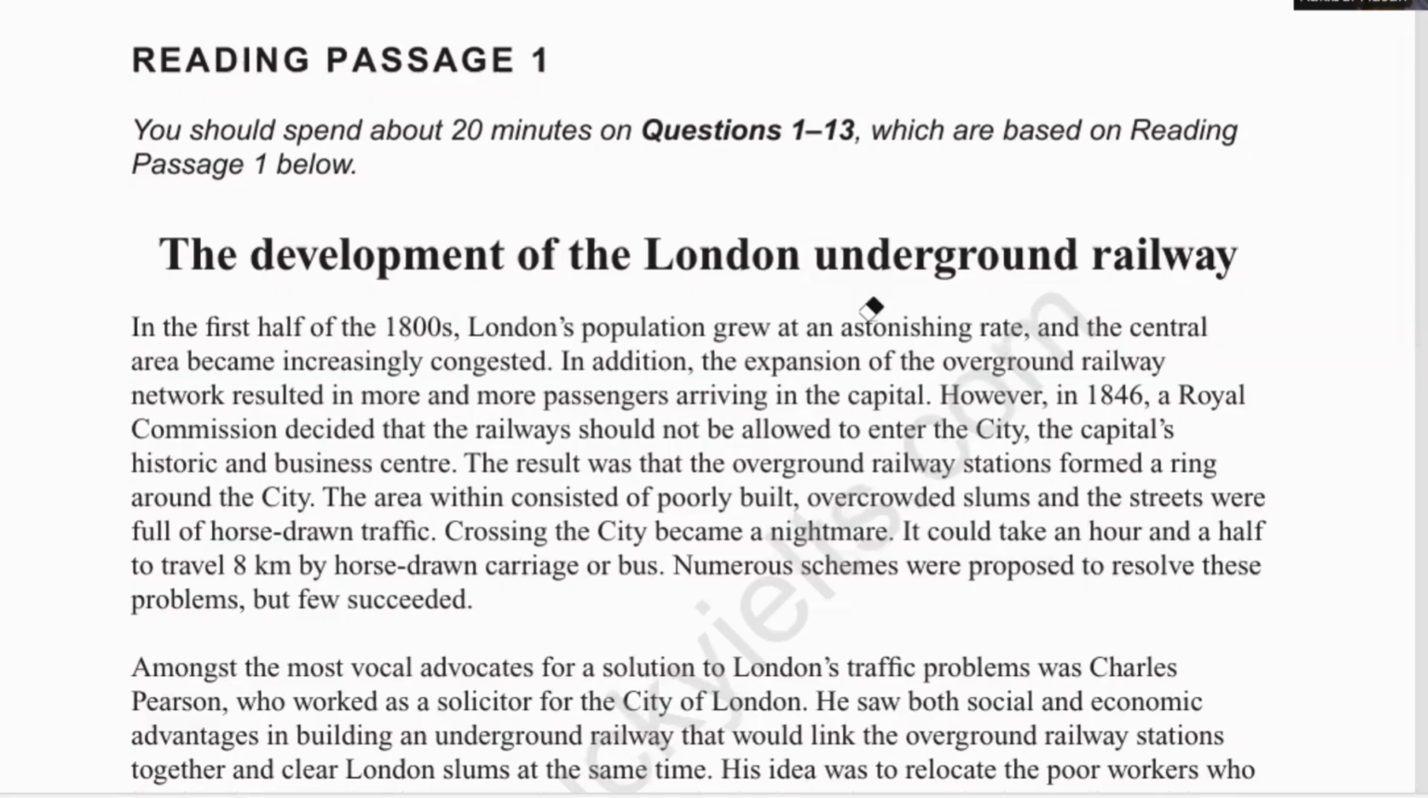Today, I'm going to solve the IELTS reading test one that I took from Cambridge 17. So this is the reading test one. First of all, you need to read the title: the development of the London Underground Railway. From this title, get the idea that this test is going to tell about the development of a railway in London, that is the underground railway.